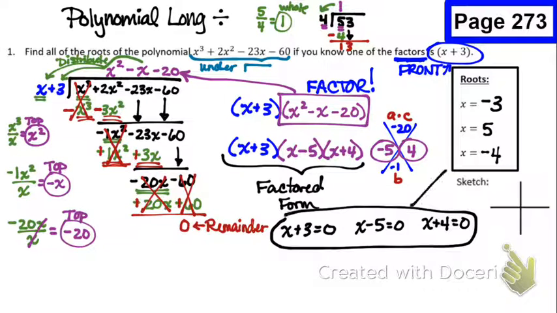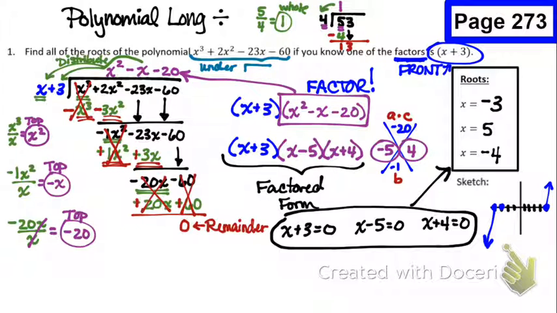I can use that information now to make a very simple sketch. 1, 2, 3, 4. There would be one here, 1 here. 1, 2, 3, 4, 5. What would the right side be doing? Going up, positive leading coefficient. What's our degree? 3. So what's the left side doing? Odd, so opposite, which means going down.